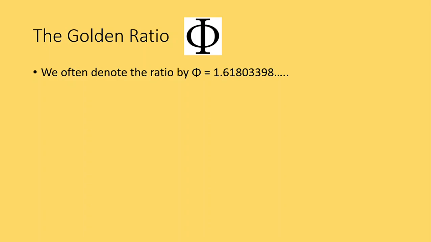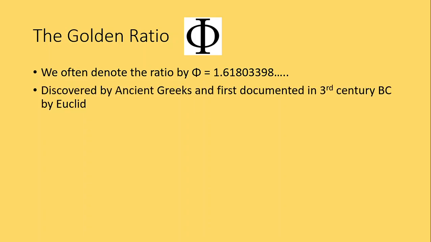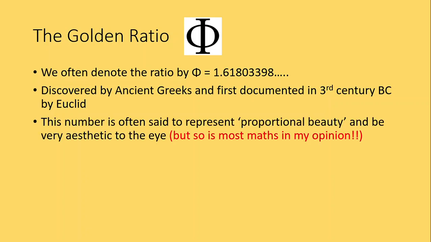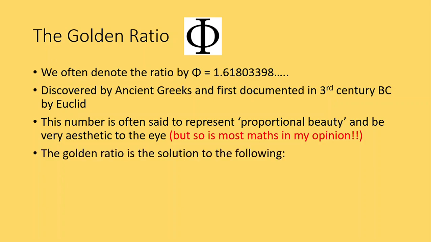It was first discovered by the ancient Greeks and documented in the 3rd century BC by Euclid, who is responsible for a lot of the geometry work that you do nowadays. And it's said to represent proportional beauty. Okay, so for those of you in Key Stage 4, you might have studied proportions. So when it comes to proportional beauty, this is the ratio that you would see such a thing in. Okay, and that just means it's very aesthetic to look at. And it's also the solution to this quadratic equation, x squared minus x minus 1 equals 0.